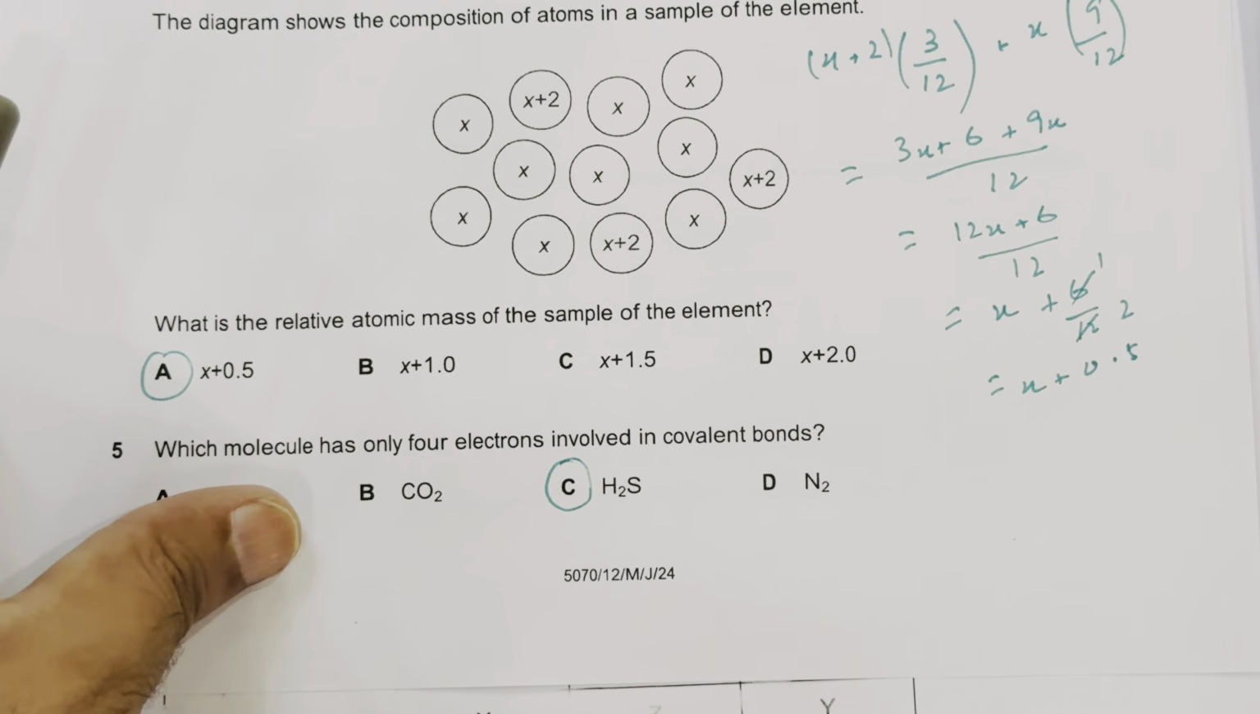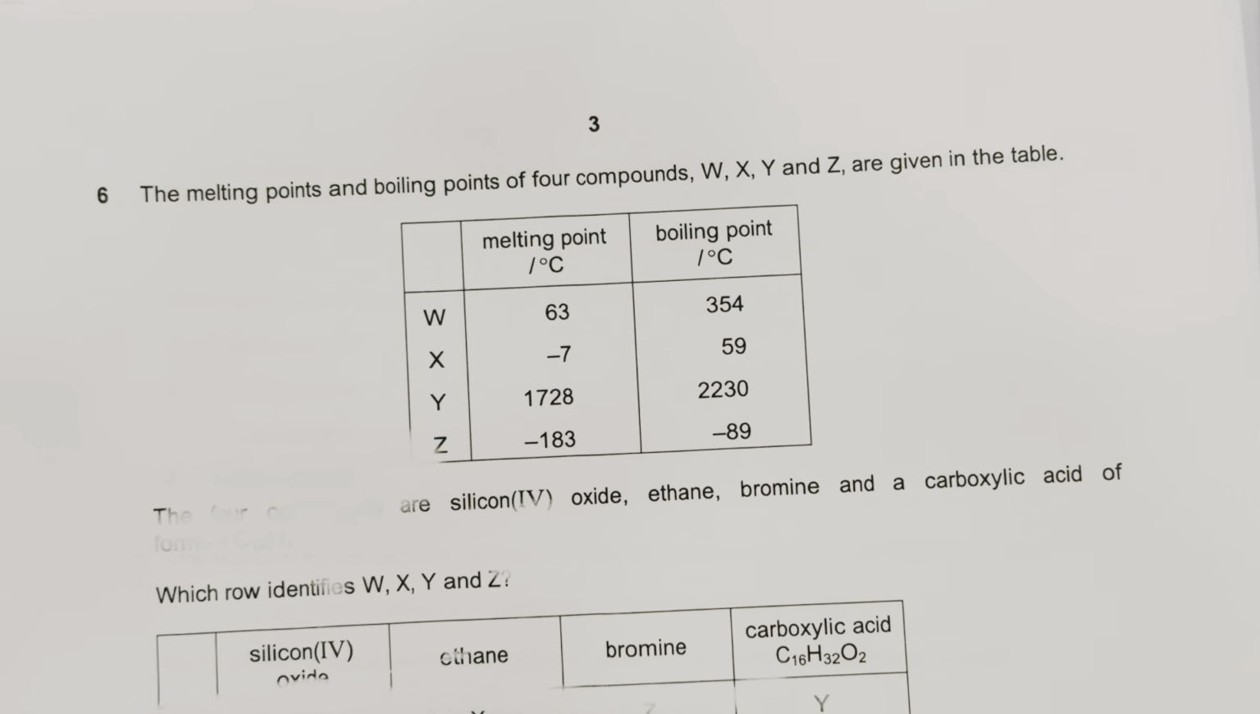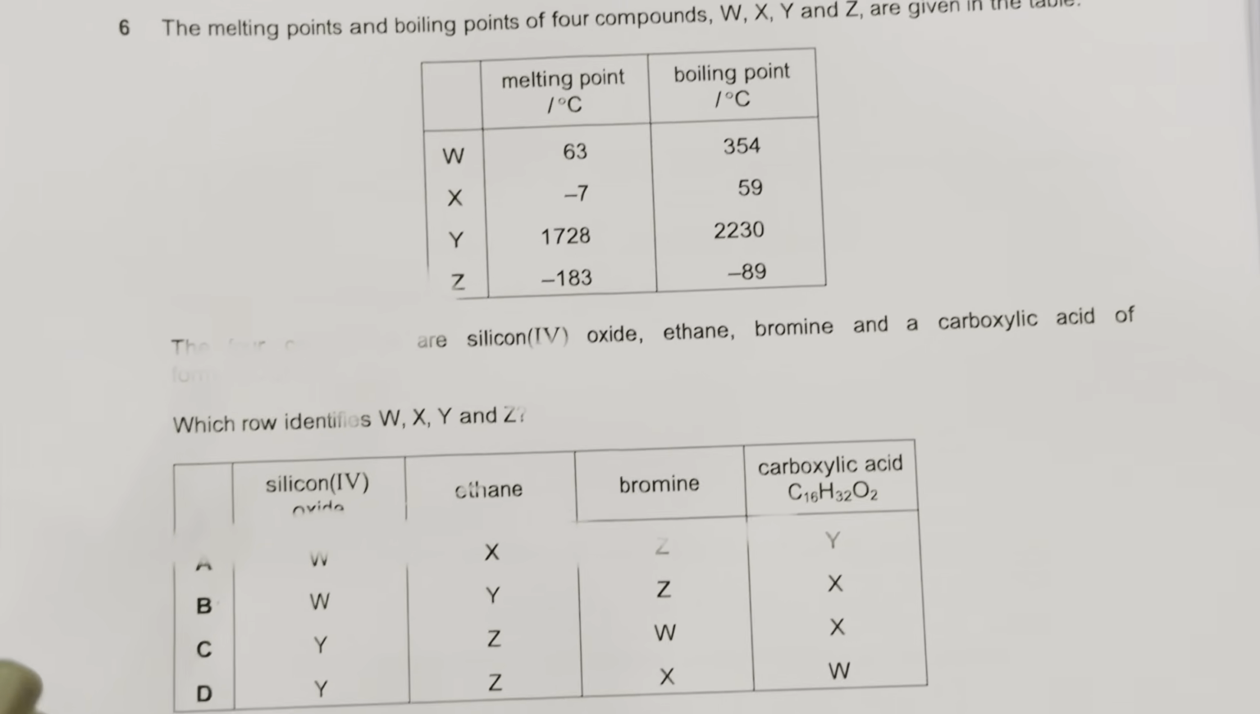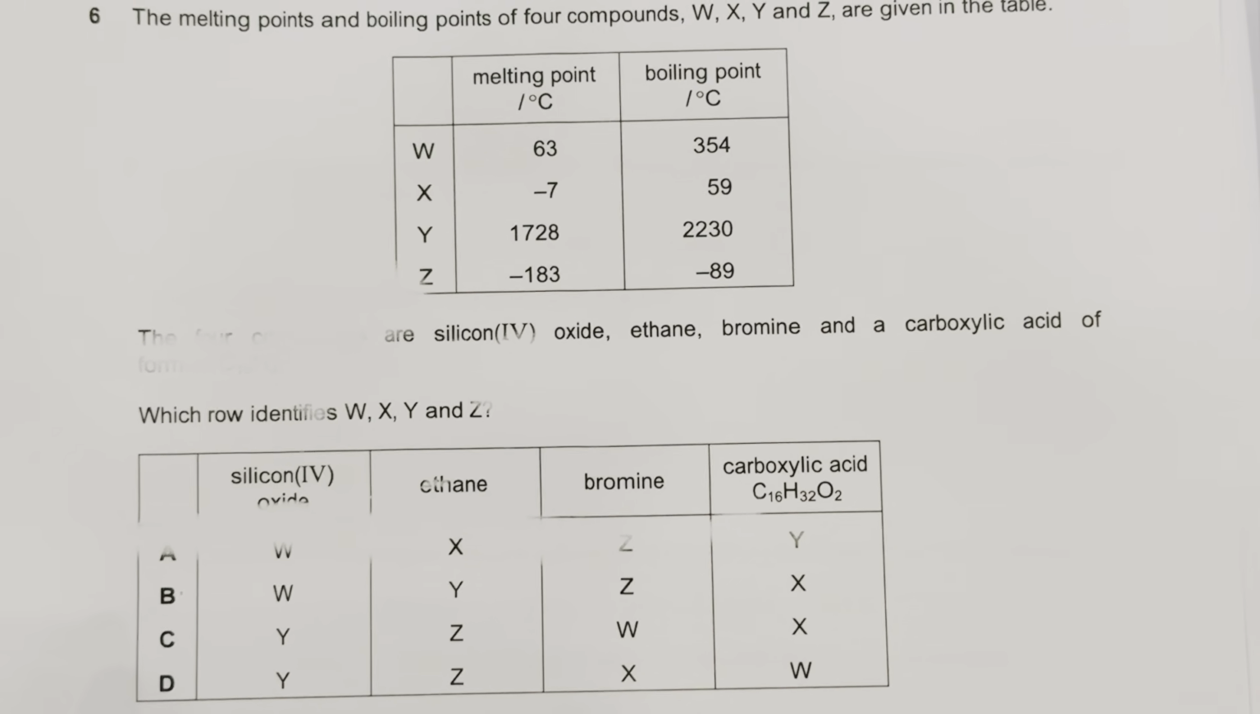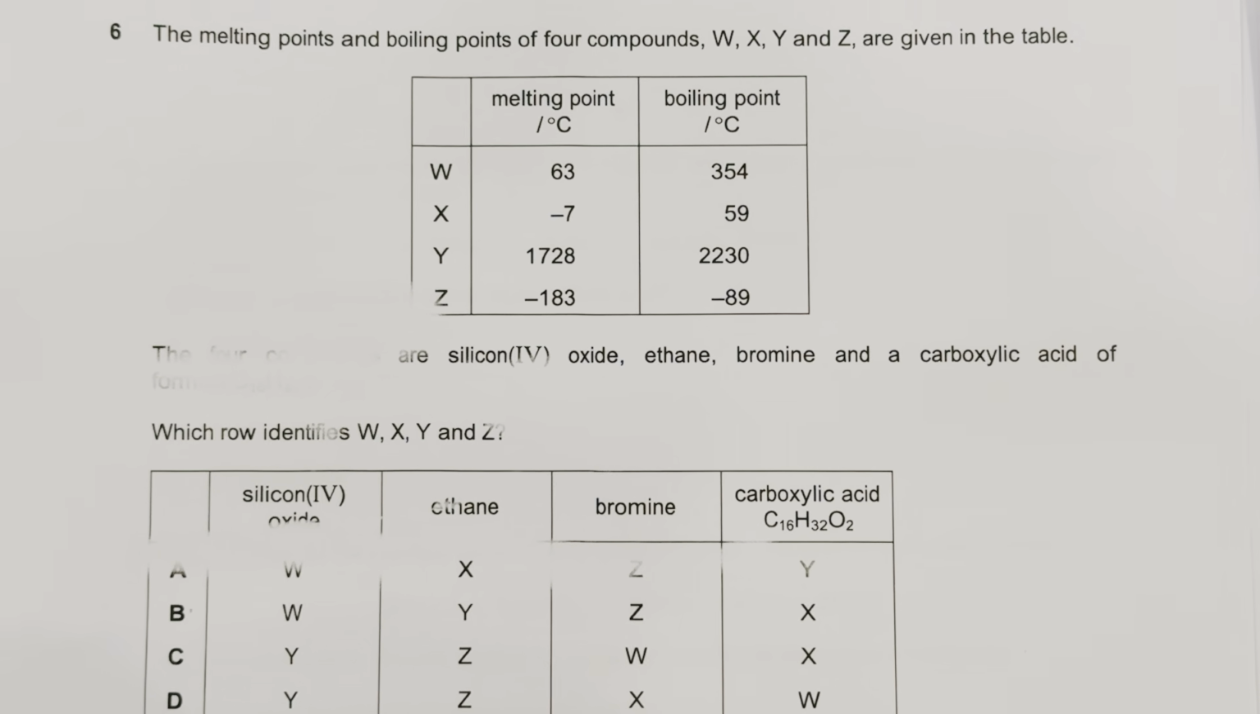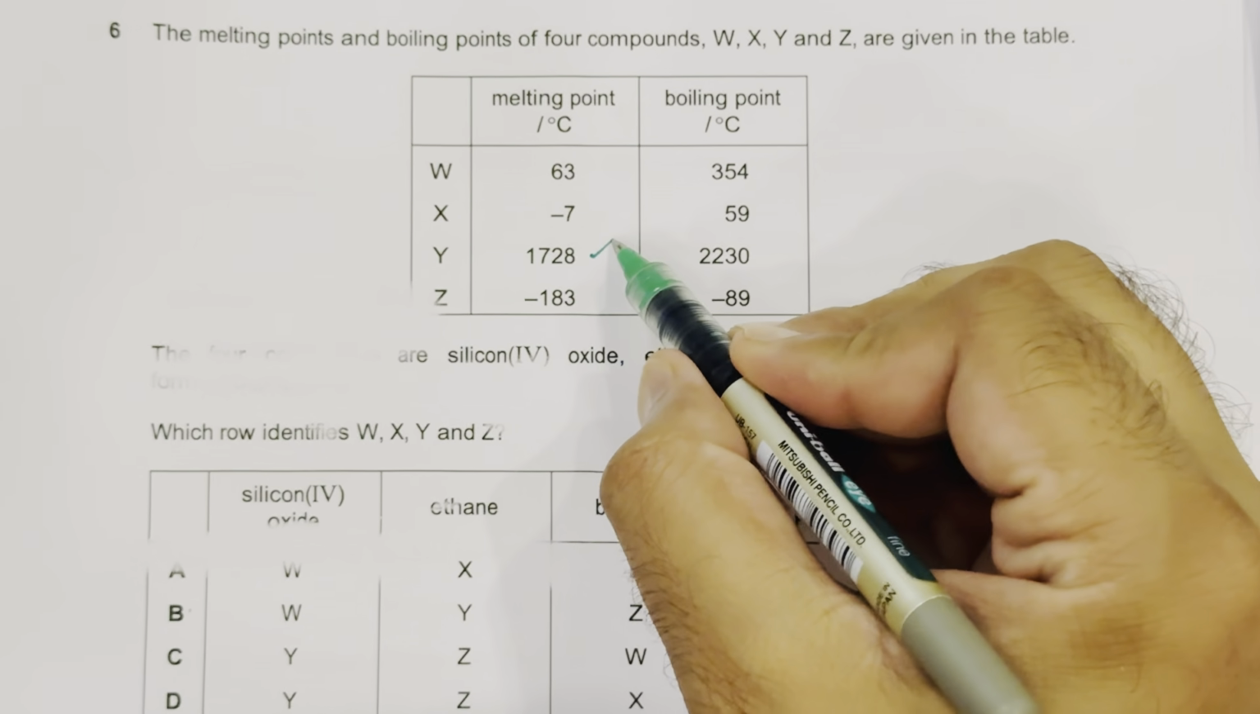Moving to the next question, question number 6. Question number 6 says that the melting point and the boiling point of 4 compounds W, X, Y, and Z are given in the table. The 4 compounds are silicon oxide, ethene, bromine, carboxylic acid, and they form. Which row identifies correctly W, X, Y, and Z? Okay. Silicon oxide. We know that silicon oxide has a giant molecular structure, so its melting point and boiling point should be very high.